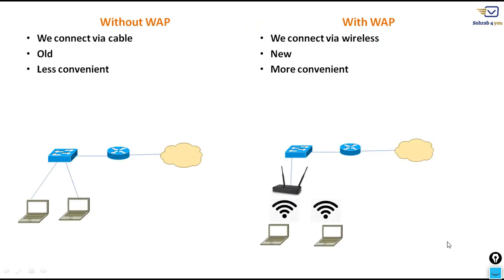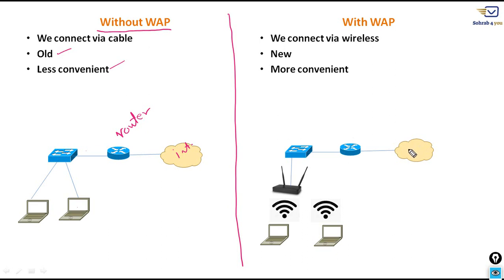So let's move on. Okay guys, now here you can see, suppose, without access point and with access point. If we do not have an access point, what happens? We connect via cable. It is an old technology and it's much less convenient. Suppose we have a router, and all these computers are connected to the switches, to the router, and then the router is connected to the internet.